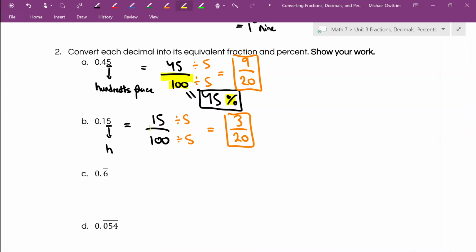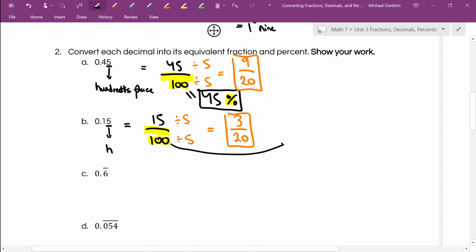For my percent, I'm going to recognize that my fraction here was over 100, and so I'm going to replace that over 100 with the percent symbol. And of course, my number was 15.